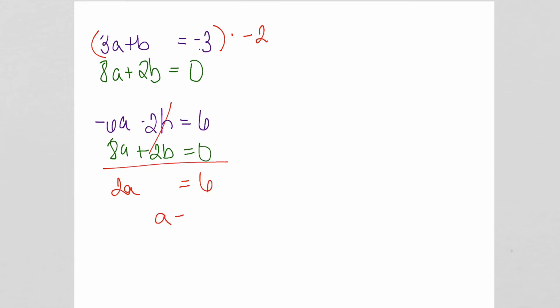So a is 3. And so now we can go back and find our other equations, or our other variables. So I'm just using that first equation up there, 3 times 3 plus b equals negative 3.